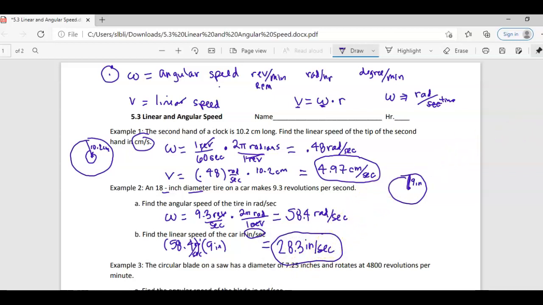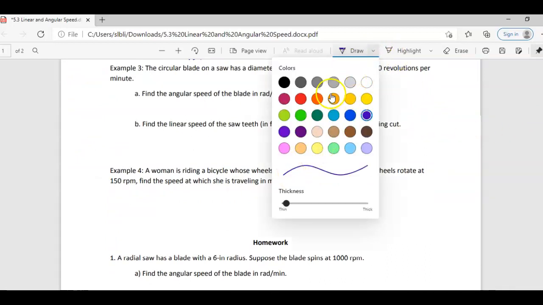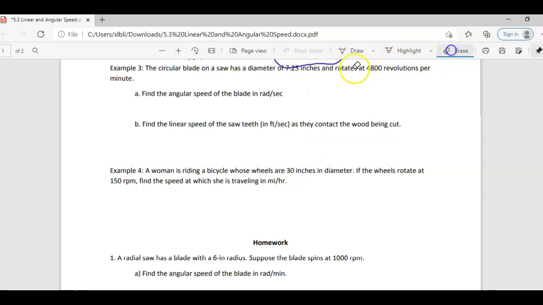Okay, so let's go ahead and try another one here. I'm going to hurry and erase that line that hung down. Okay, so the circular blade on a saw has a diameter of 7.25 inches. And again, that's the diameter, and we want the radius, so we're going to cut that in half. So 7.25 divided by 2 is 3.625. So this would be 3.625 inches. So that is the radius.